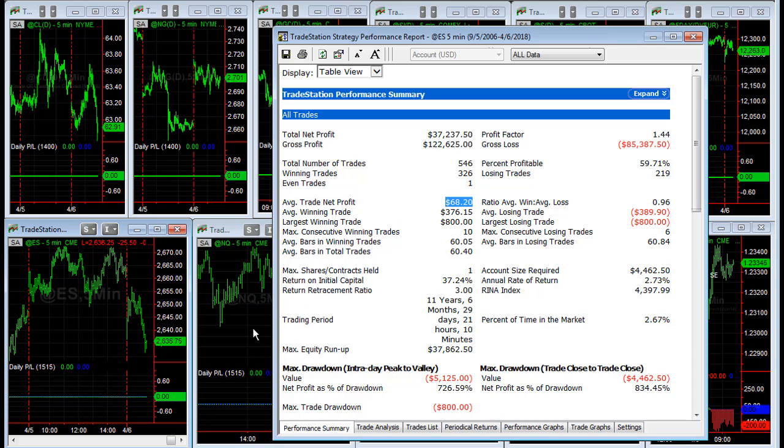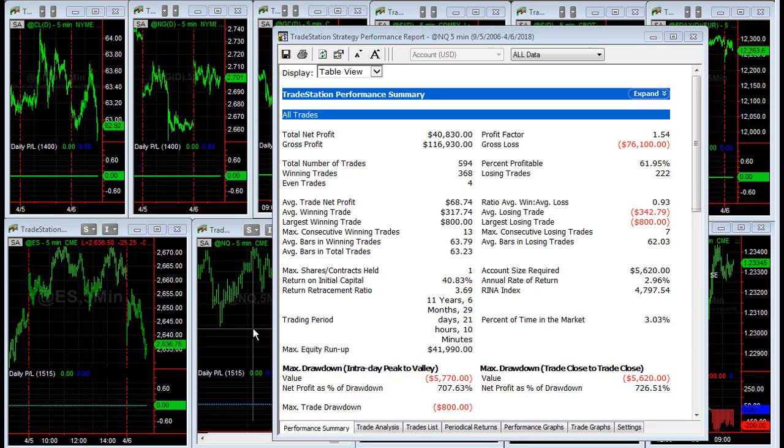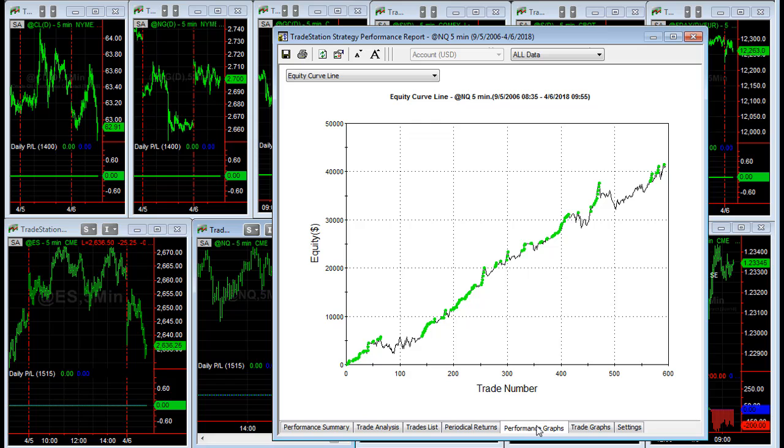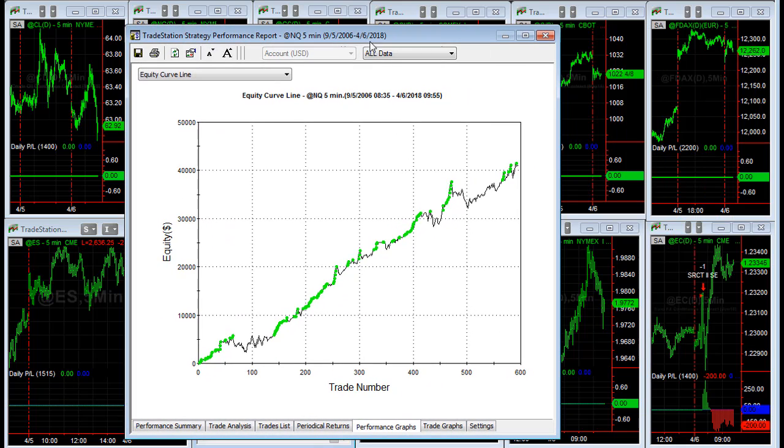And so same exact parameters on NQ. You see the average trade profit go to 68. Here is the equity curve. So you get a little diversity between the equity curves. From this point, it's more straight up than the ES, so there is some diversity.